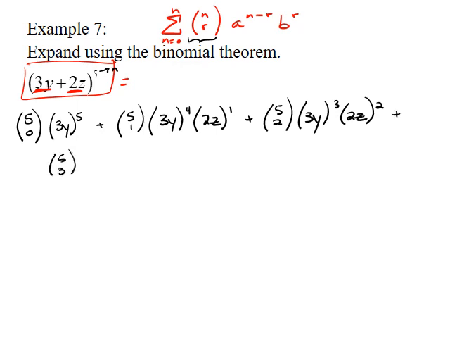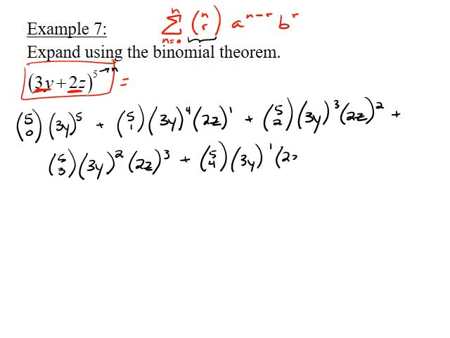5 choose 3. 3y to the power of 2, 2z to the power of 3. Oops, I'm sorry, this should be 2 and 3. Plus 5 choose 4, 3y to the power of 1 times 2z to the power of 4. And our last term is 5 choose 5. We don't have any more 3y's, but we have 2z to the power of 5.